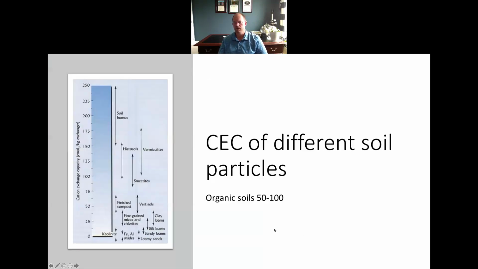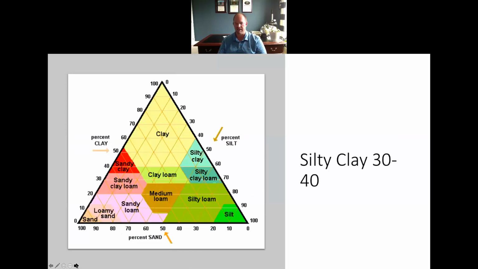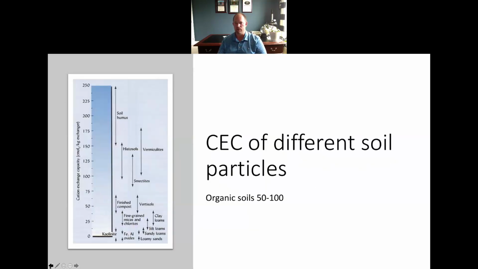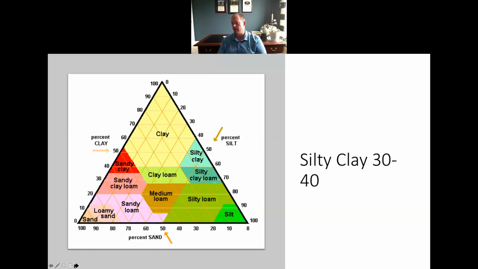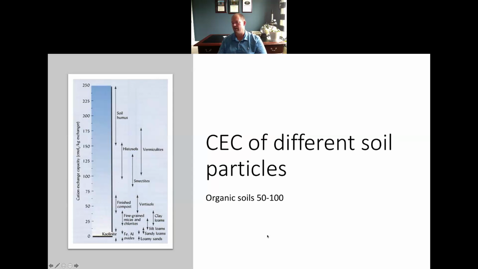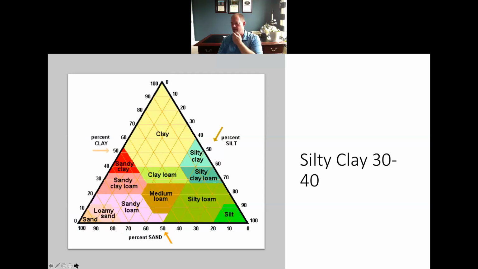So there are different CECs when we talk about different soil particles and different soil types. Organic soils, for example, tend to have very, very high CECs. They tend to be in that 50 to 100 MEQs per 100 grams. So if you had a high organic soil, you would probably see a very, very high number. It can actually sometimes be even higher than 100, but for most purposes, 50 to 100 MEQs is going to be a pretty common number when we're talking about organic soils.